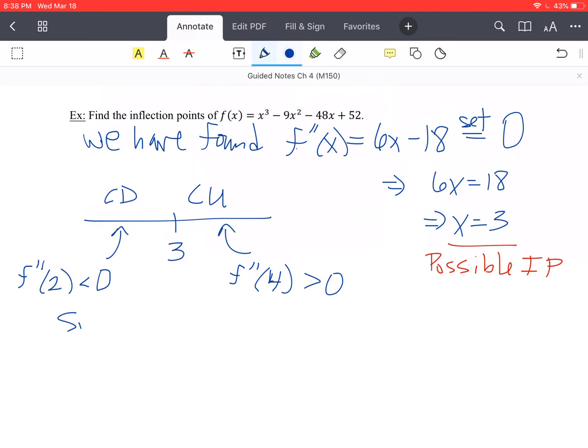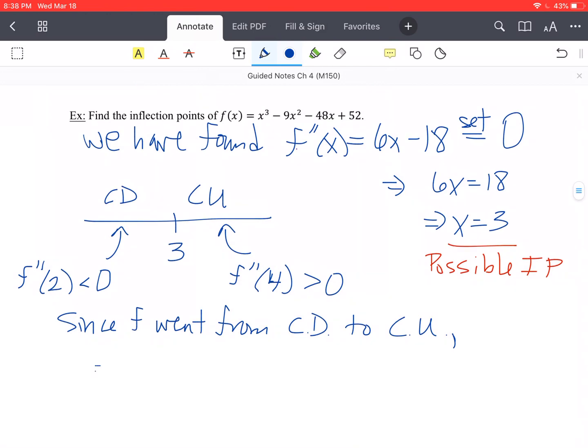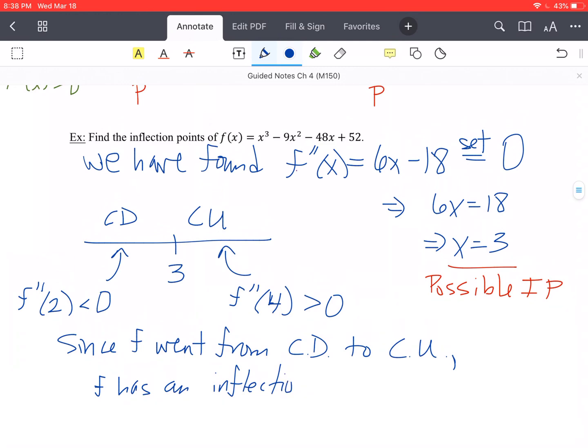Okay, so since f went from concave down to concave up, f has an inflection point at x equals 3.